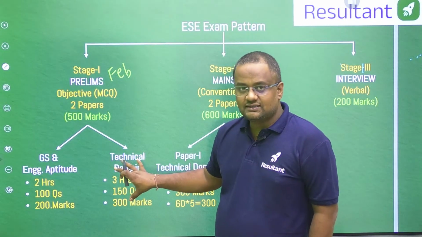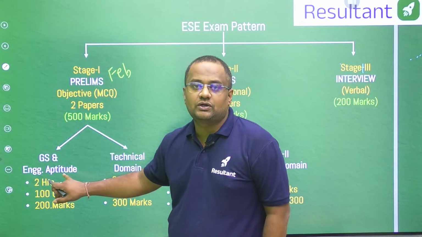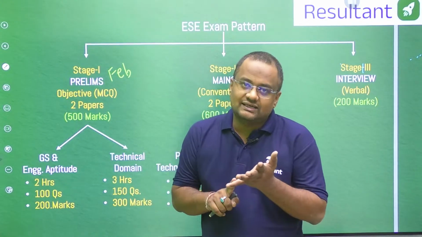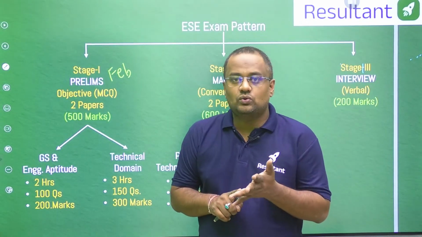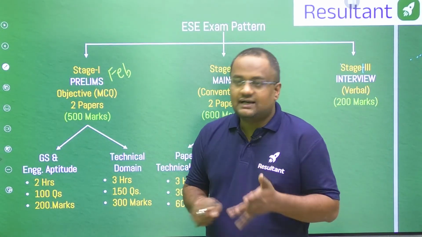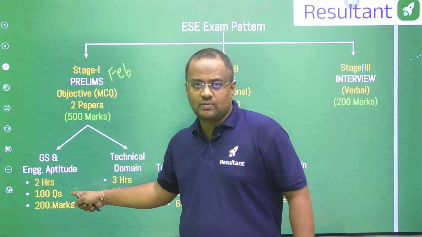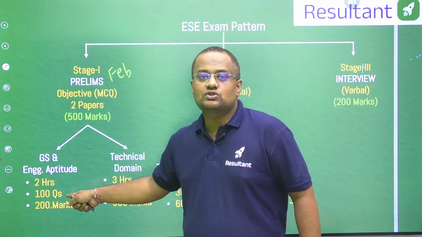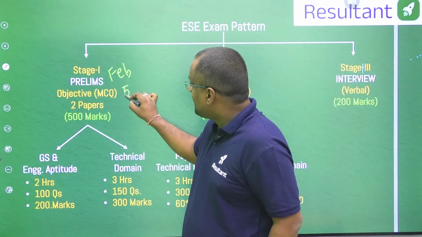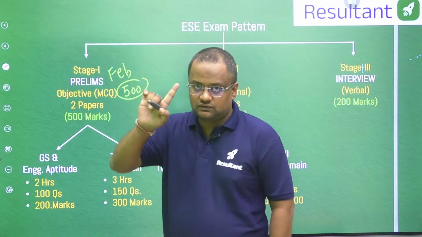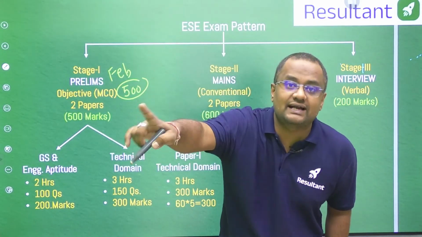This 300 is technical, and 200 marks is your engineering aptitude, which includes safety, ethics, material science, ICT, maths, aptitude, current affairs, engineering drawing. There are 10 such subjects from which 100 questions will be asked. Every question of 2 marks, 200 marks. Negative marking is 1/3. This is of 2 hours duration. Now, out of these 500 marks, usually the cutoff is less than 50%. Sometimes the cutoff is also 180, 190, 230.